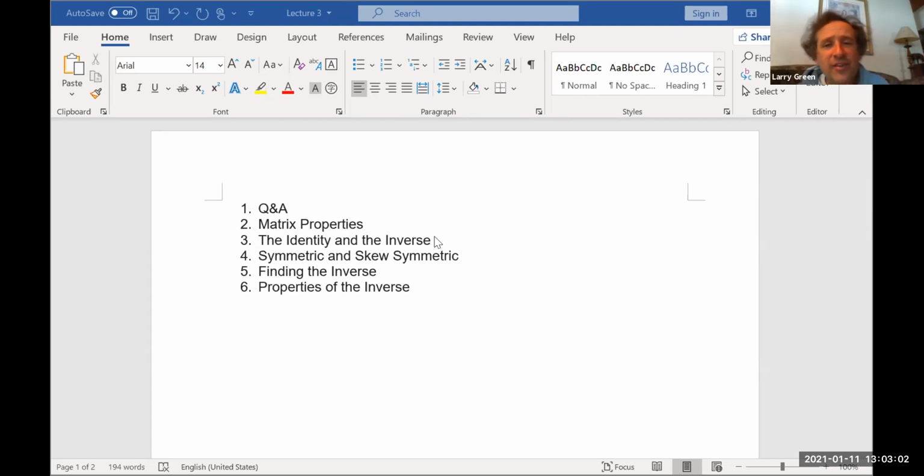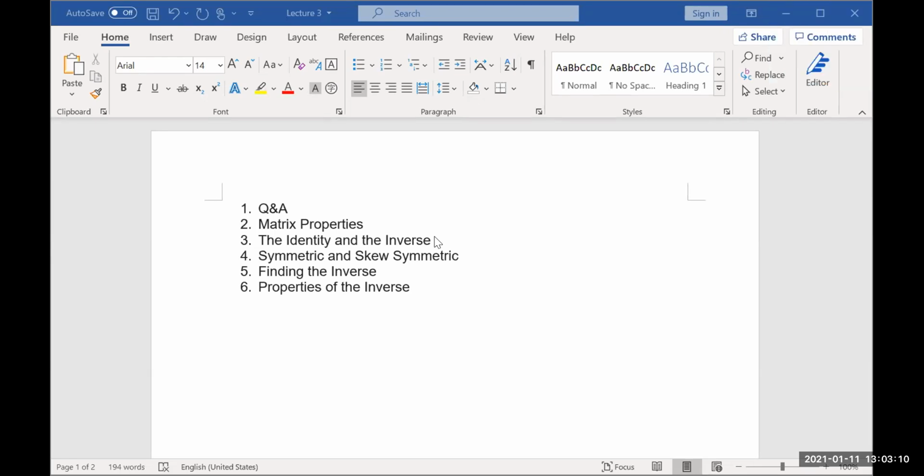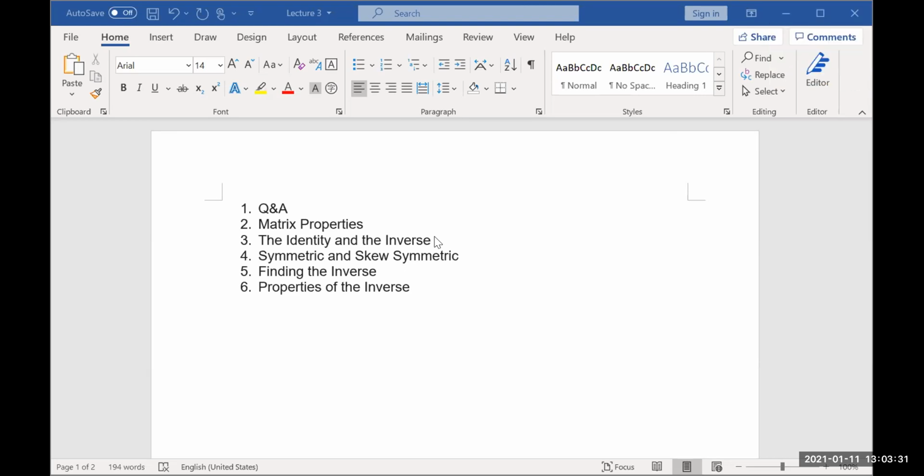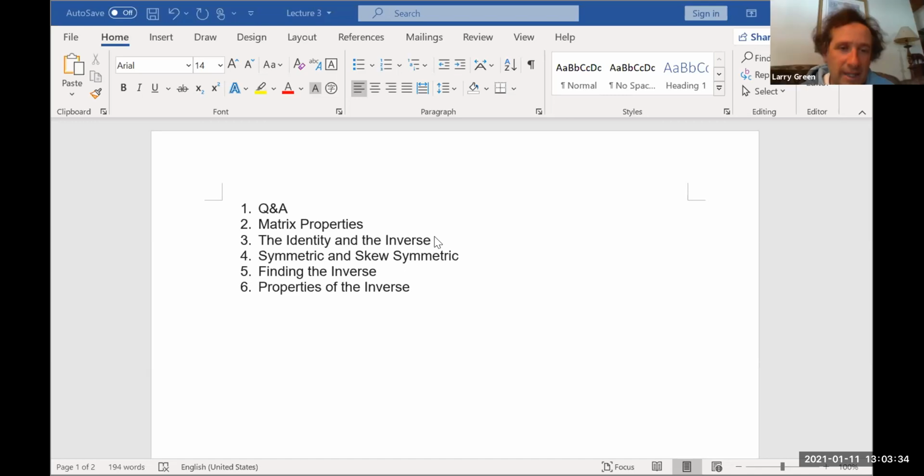Then we're going to get into the fourth big arithmetic operation besides addition, subtraction, and multiplication. Division. It would be nice, since division is important, at least with numbers, to be able to divide. Just like with numbers, can you always divide? No, you can't divide by 0. We're going to find out that you can't always divide with matrices either, but it's much, much more complicated. So we'll get into that.